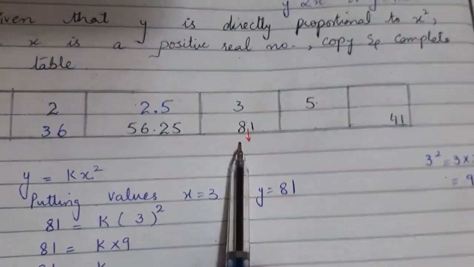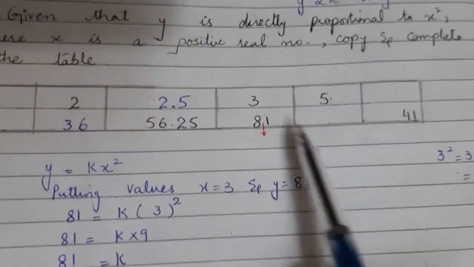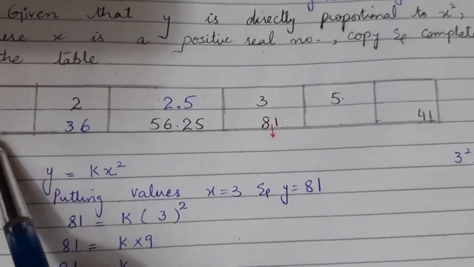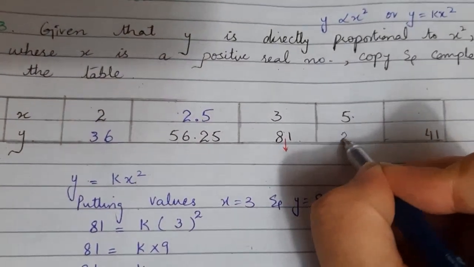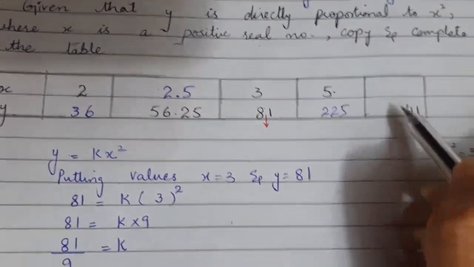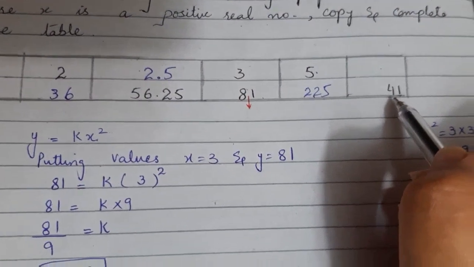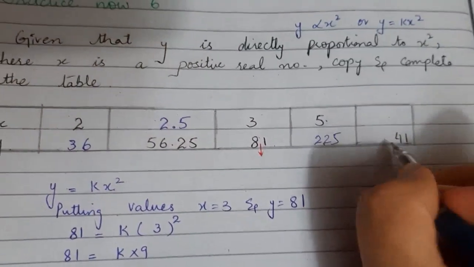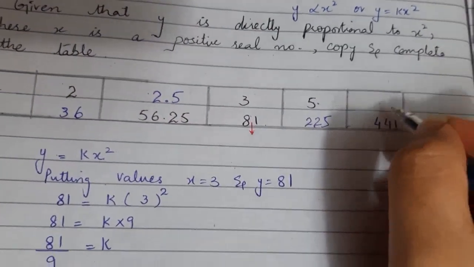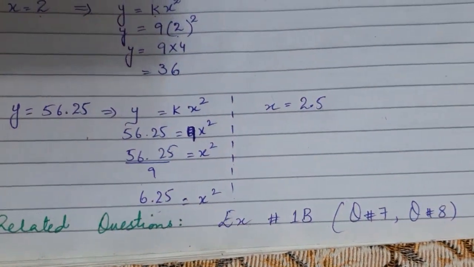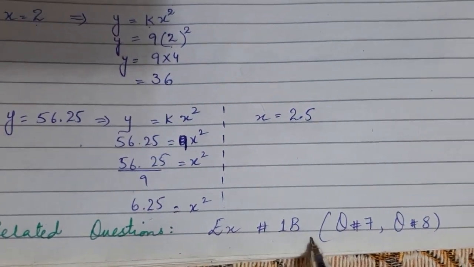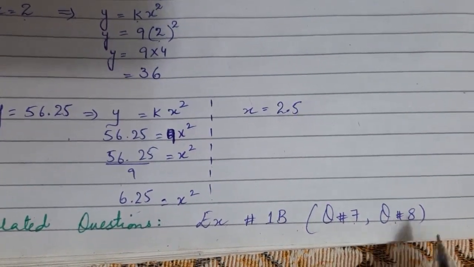The fourth column is already filled. For the fifth column, similarly you can find the value of y for x is equals to 5, which will come as 225. Do it by yourself. And if you take the value of y as 441, you will get the value of x as 7. You can do the related questions, Exercise 1B, question number 7 and question number 8.